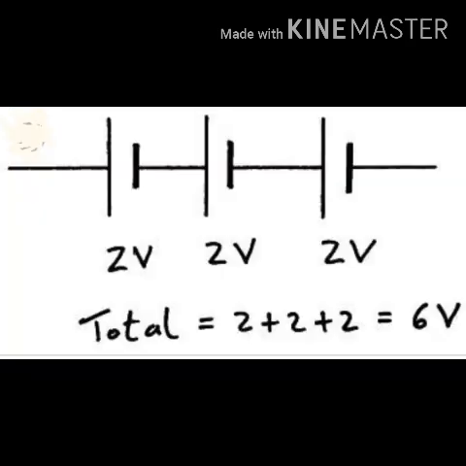Suppose there are 3 cells in the series and each cell has a potential difference of 2 volt, then the total potential difference of the 3 cells will be 6 volt.